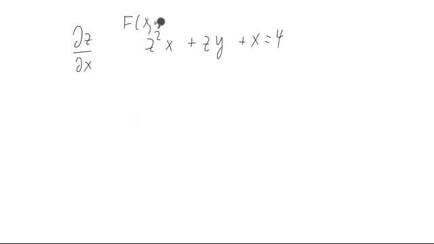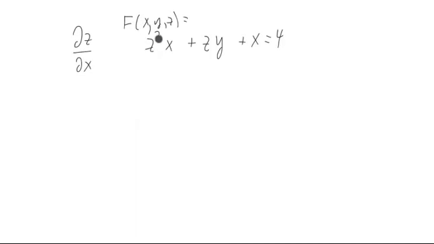Let's take a look at finding implicitly a partial, maybe partial z with respect to x. Suppose that we have a relationship like this: z squared x plus z y plus x, and maybe that's equal to 4. Now, let's not solve for z. There's other ways of doing this.